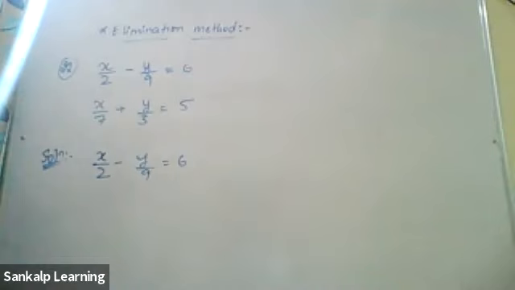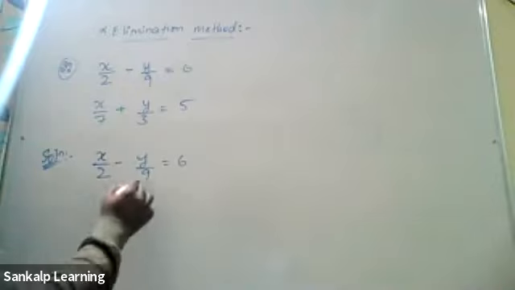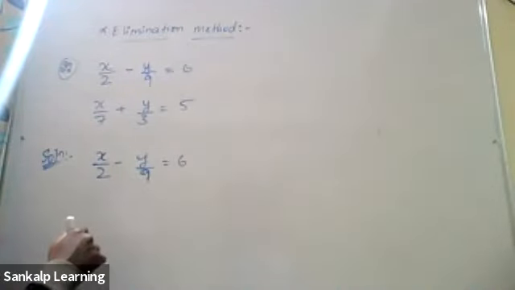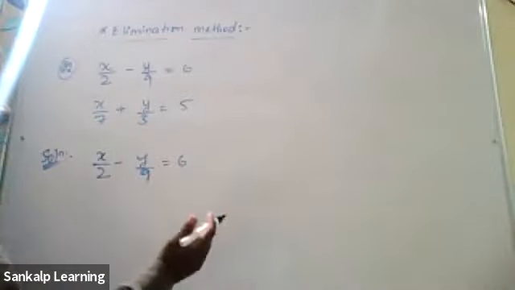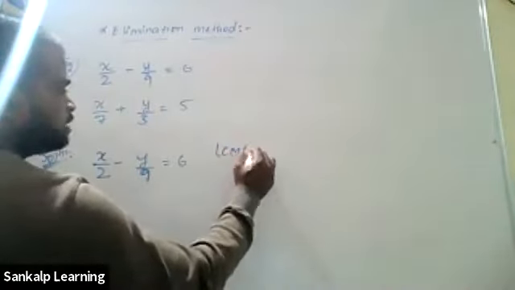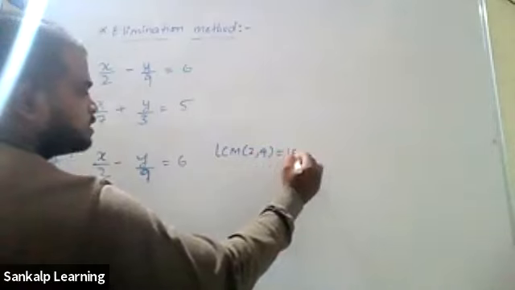Really, in the fractions, 2 is in the denominator and 9 is in the denominator. What will you do? Take the LCM of 2 and 9. Let's take the LCM of 2 and 9, which is 18.